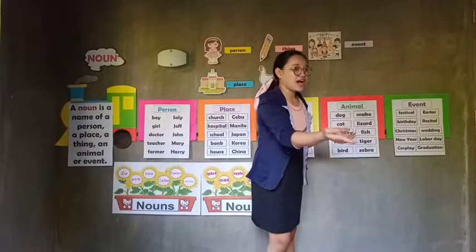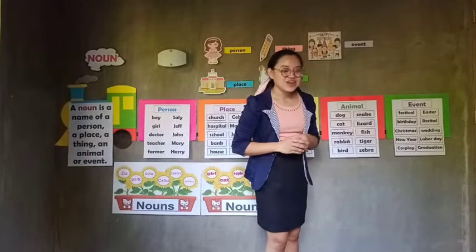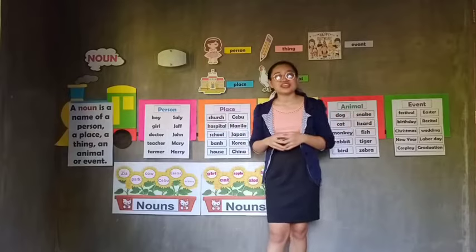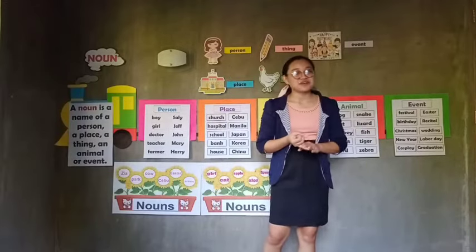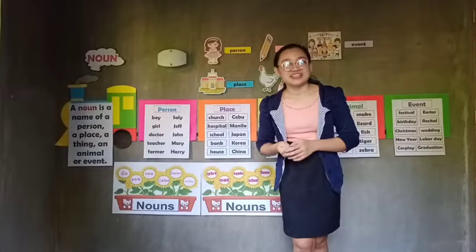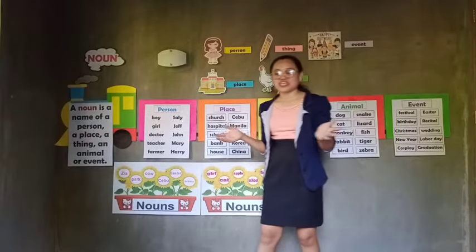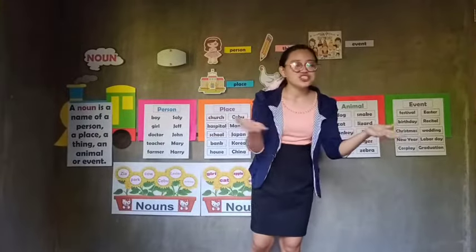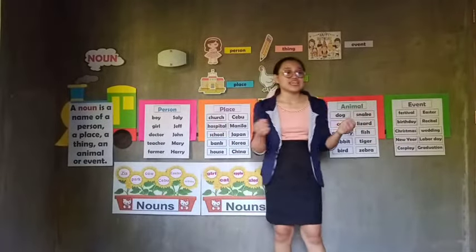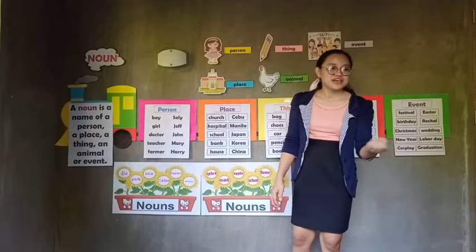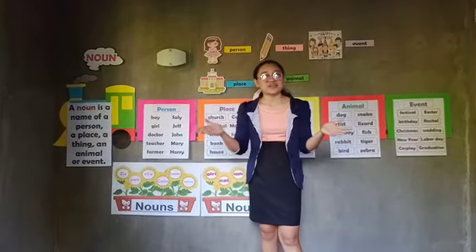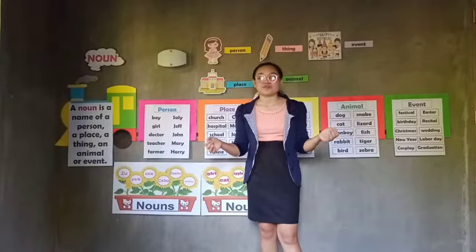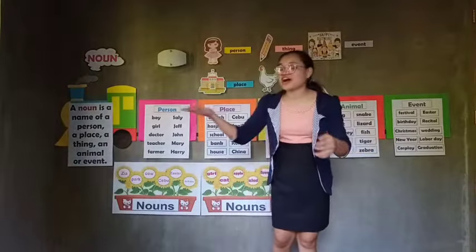So we have Myrtle. Very good. So we need to learn nouns to identify a place, a name of a person, a thing, an animal, or event. Very good. So here's my last question. Who can share their own understanding of today's lesson? Okay, we have Robert. Very good, Robert. So, you know what, class? We see nouns everywhere, from our house, to our school, to our surroundings. There is a noun. Okay, class?